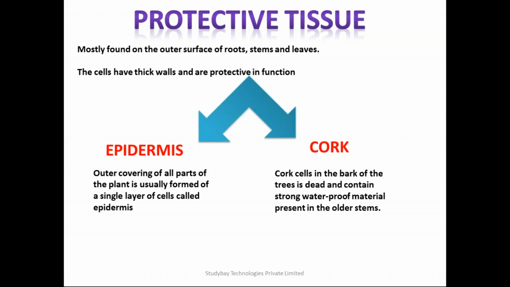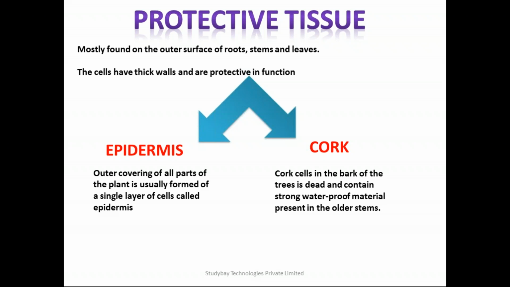Epidermis, that means the outer covering of all parts of the plant, is usually formed of a single layer of cells called epidermis. Similarly, in the case of cork, these are in the bark of the trees, are dead, and contain strong waterproof material present in the older stem.